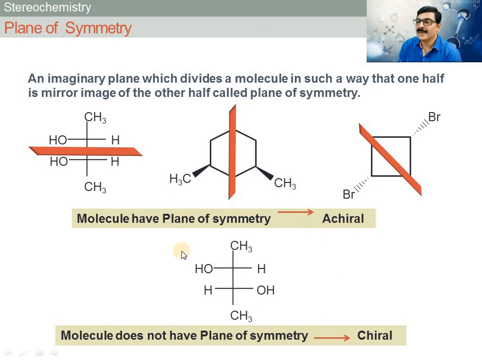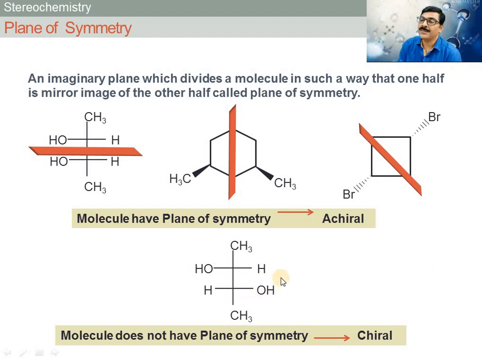Now let us see this example. If you draw the imaginary plane horizontally, in between the molecule, then one half is not the mirror image of the other half, because here hydrogen is present and on the upper side hydroxy group is present. Then on the next side, hydroxy is present at the bottom, but above, hydrogen is present, so one half is not the mirror image of the other half.